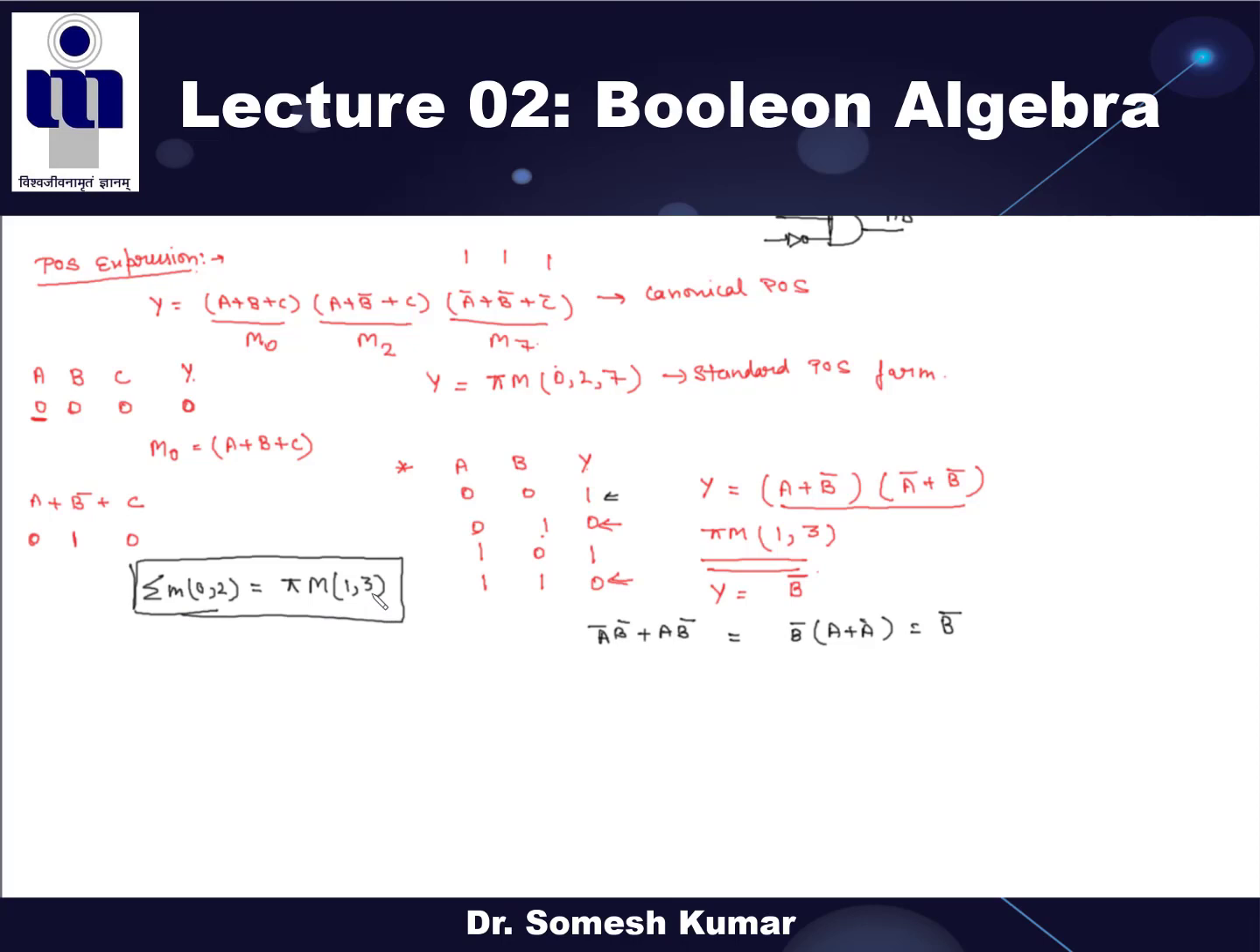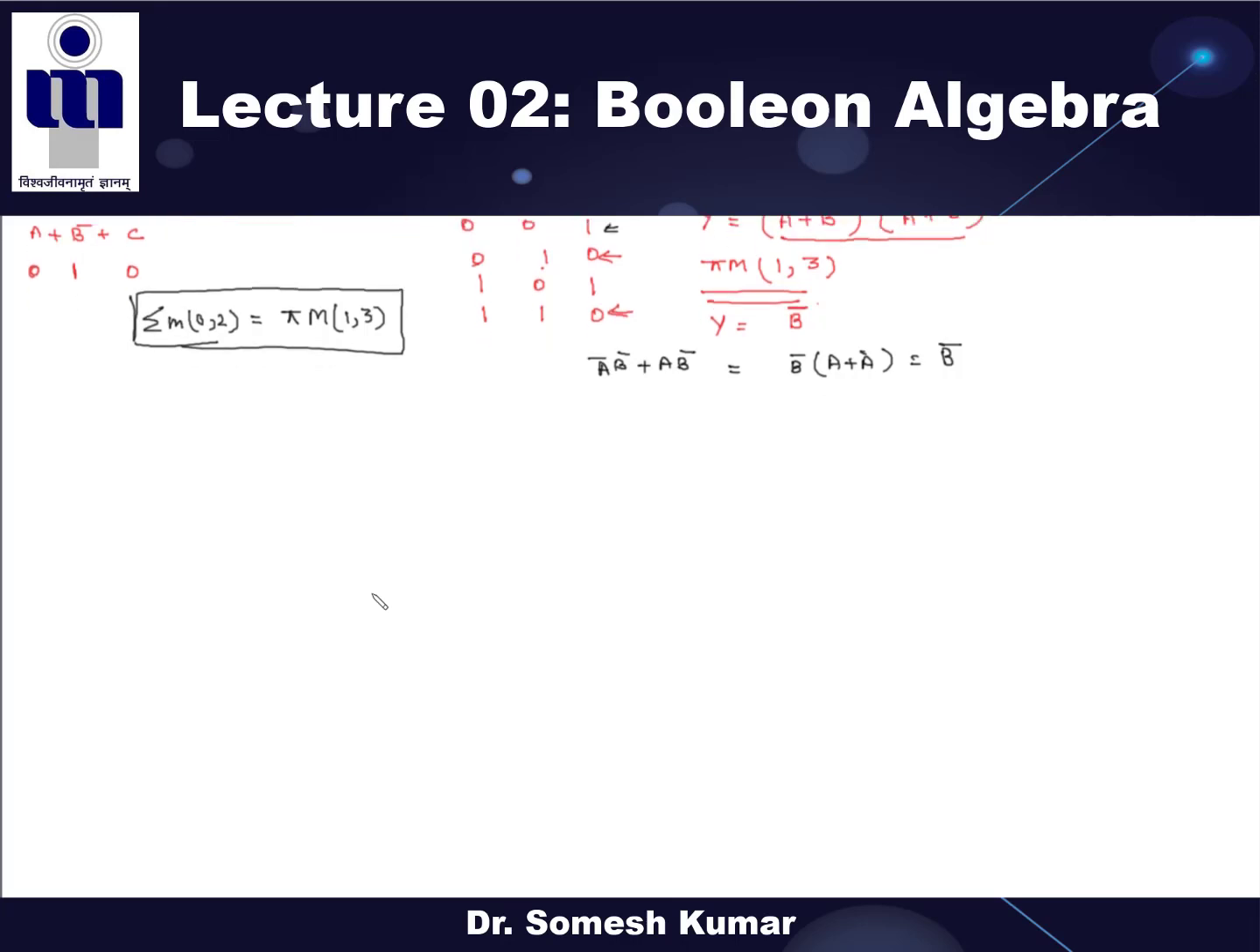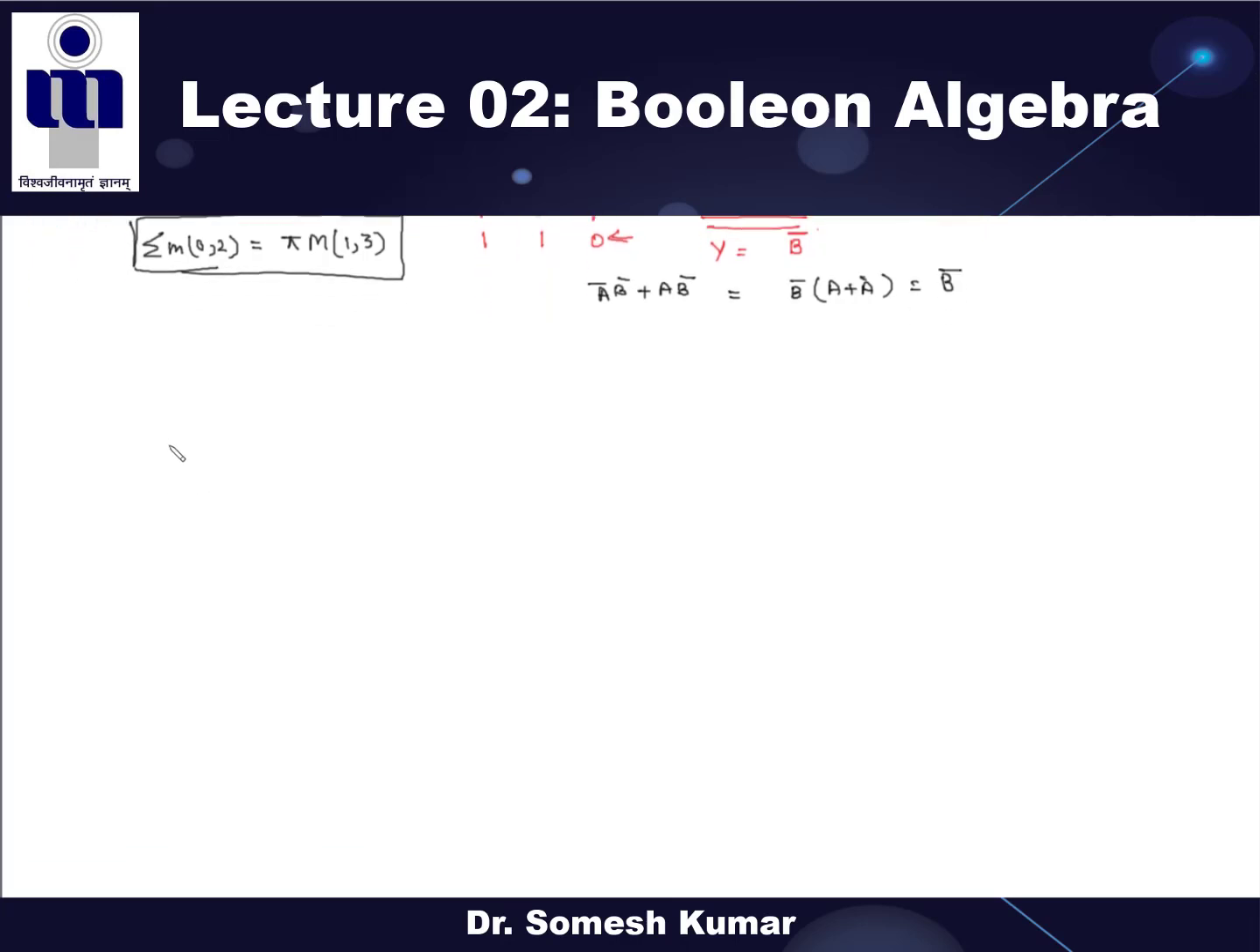Now we are proceeding with one more example. Next our topic is the truth table. First tell me, there is a single variable named A. With this single variable, how many truth tables are possible?